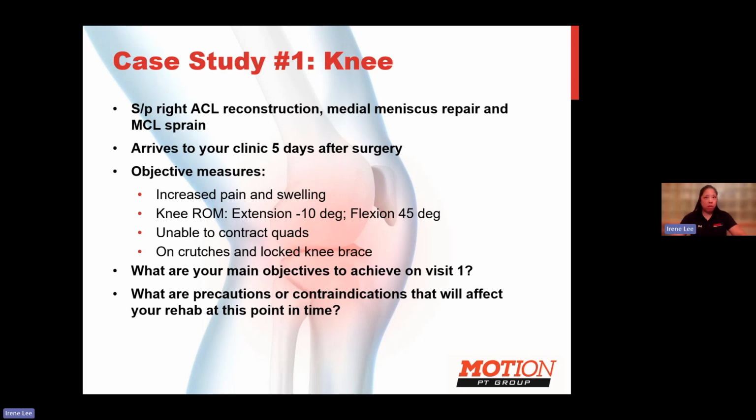So again, if the chat function is working, you're welcome to throw out some stuff. I'll give a minute or so, and then I'll talk about what I would do in that case. I kind of gave it away already, but what are the precautions or contraindications that will affect your rehab at this point in time? Just look at the first line about what kind of surgery they had. Are there any precautions? Are there any contraindications? And then, for example, what are 3 key things that you want to get done on visit number 1 that they can keep on doing at home until visit number 2?